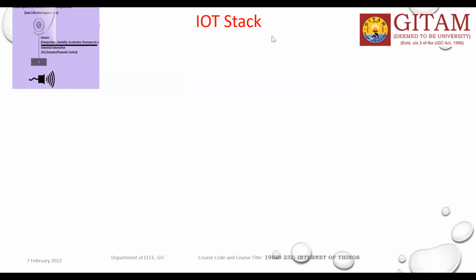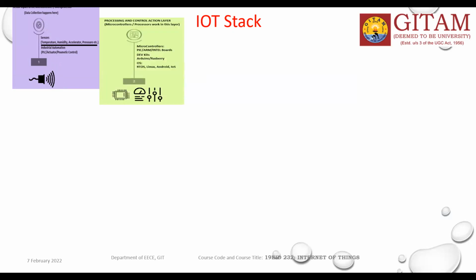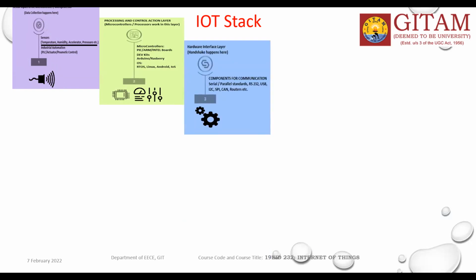Now you can start with your first layer. The first layer is the sensor layer. Sensor is the basic element. The second layer is the processing layer. Microprocessor or microcontroller is the basic element, where an OS is required. And the third layer is the hardware interface layer.